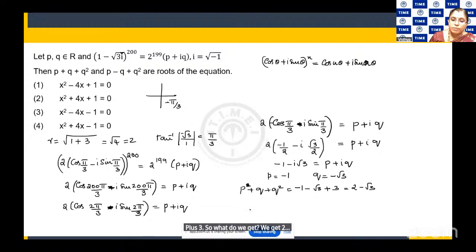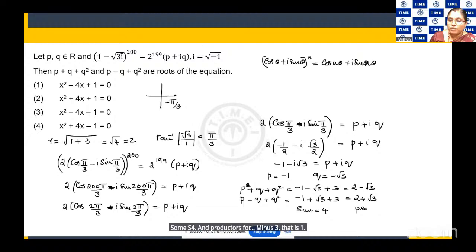minus root 3. And p minus q plus q square is negative 1 plus root 3 plus 3. So what do you get? 2 plus root 3. Now we want the sum and product. Sum is 4 and product is 4 minus 3, that is 1.